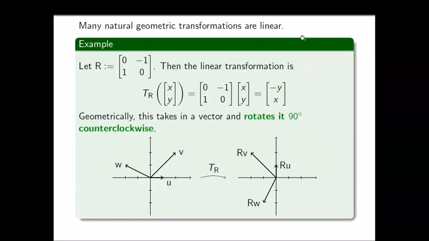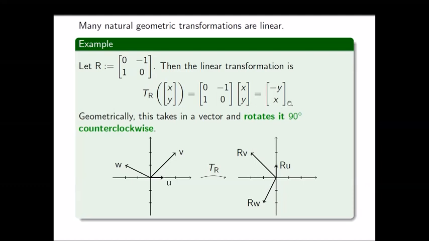So let's look at another example. We're given a matrix R with entries 0, -1, 1, 0. Then just by definition, the linear transformation of R is given by this function that takes a vector (x, y) to the product of the matrix R and the vector (x, y), which in this scenario ends up being the vector with entries (-y, x).